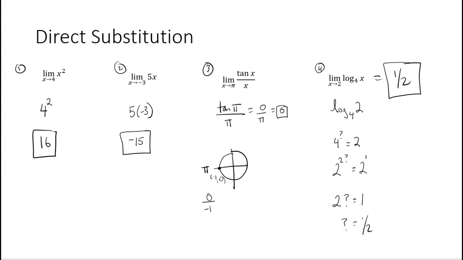Direct substitution should be short and fast. It shouldn't require a whole lot of work, and everything should work out. If it doesn't work out, chances are you plugged in the wrong number or did some math incorrectly.